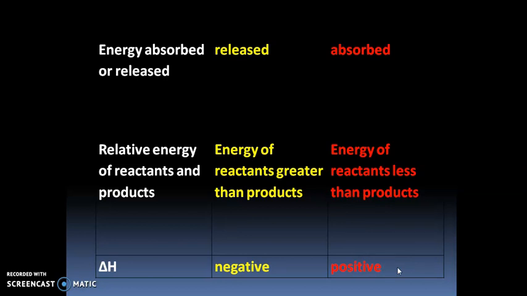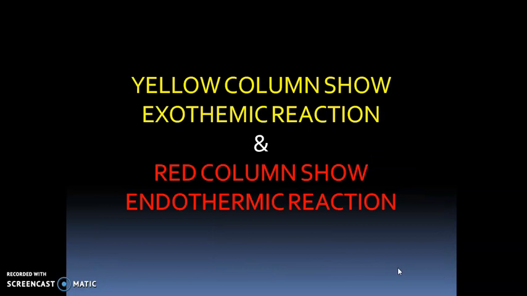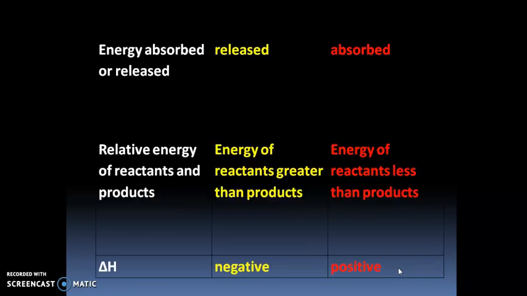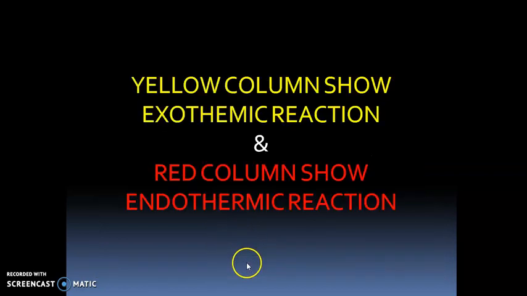So what is your answer? What do the yellow column and the red column show? Here the yellow column shows an exothermic reaction because here energy is released, the energy of the reactant is greater than the product and delta H is negative. So it is exothermic in nature, and the red column shows the endothermic nature of the reaction.